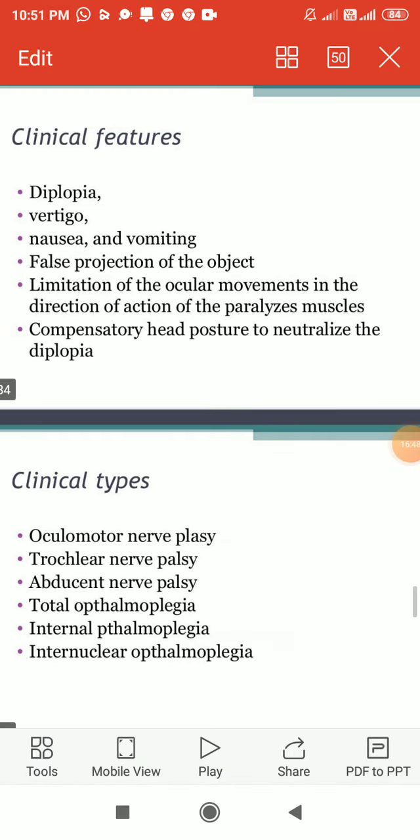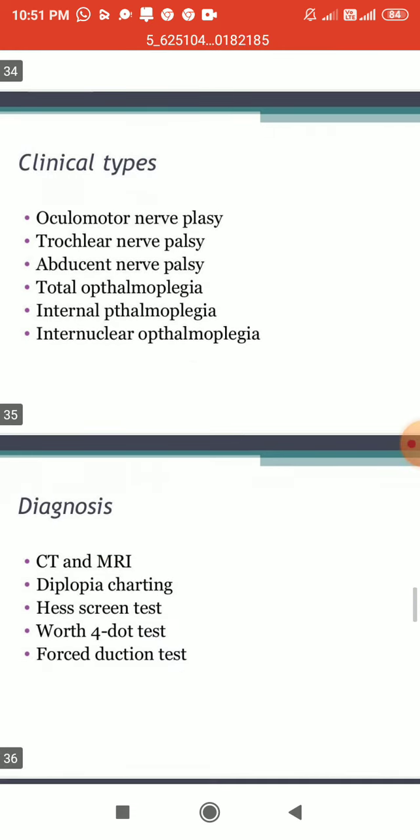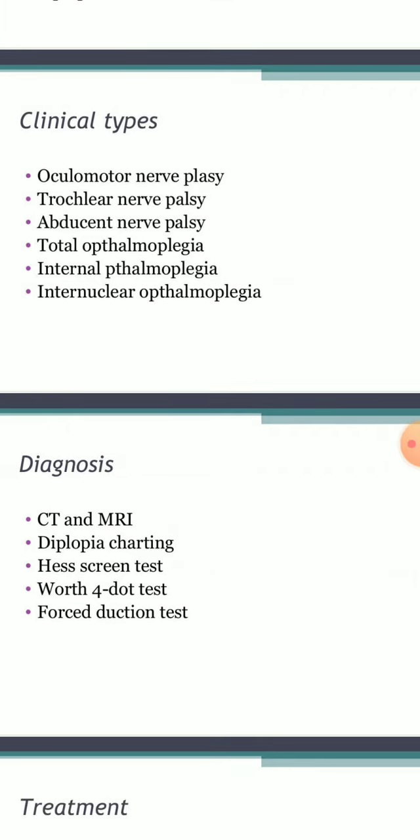Clinical features: diplopia, vertigo, nausea and vomiting, false projection of the object, limitation of the ocular movement in the direction of action of the paralyzed muscles, compensatory head posture to neutralize the diplopia. Clinical types: oculomotor nerve palsy, trochlear nerve palsy, abducens nerve palsy, total ophthalmoplegia, internal ophthalmoplegia, internuclear ophthalmoplegia.